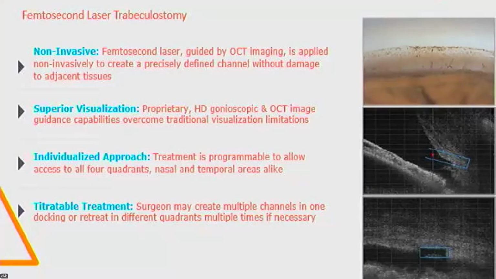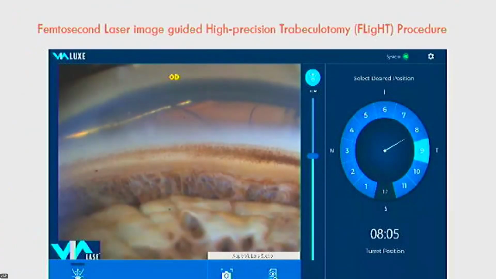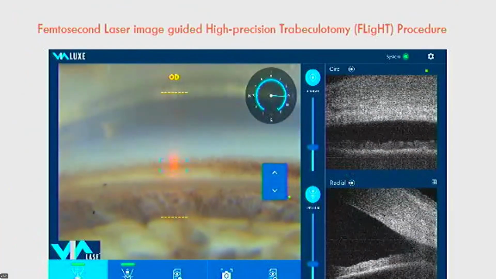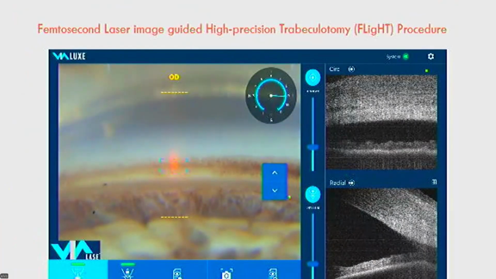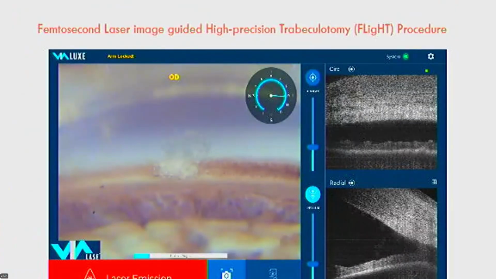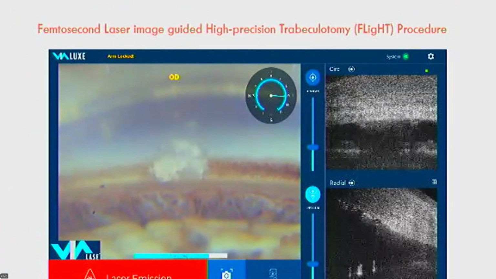All right, and then briefly, we want to talk about a couple of different laser strategies that are on the horizon here. We have femtosecond lasers, so we can use it to create a hole. So this is a femtosecond laser trabeculostomy. This technology, I'll play the video here, utilizes femtosecond laser to cut a 500 by 200 micron channel in the trabecular meshwork, creating a direct conduit. It's a surgical laser-based goniotomy in essence.